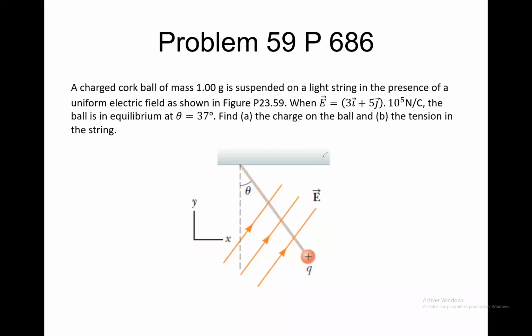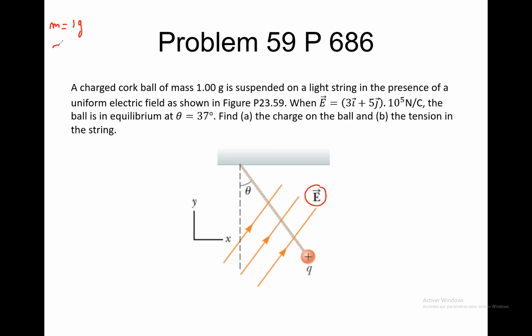Problem 59. We have a charged object plus Q of mass m equal 1 gram, suspended on a light string in the presence of a uniform electric field as shown in the figure. We have a uniform electric field E.